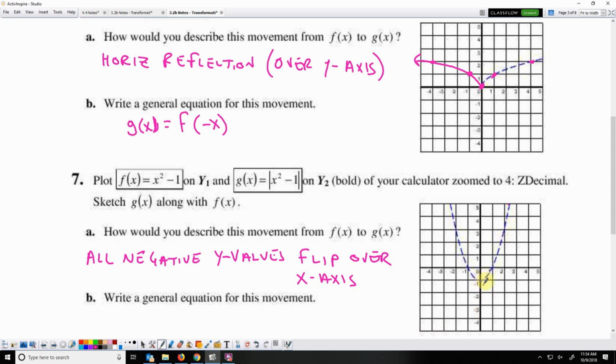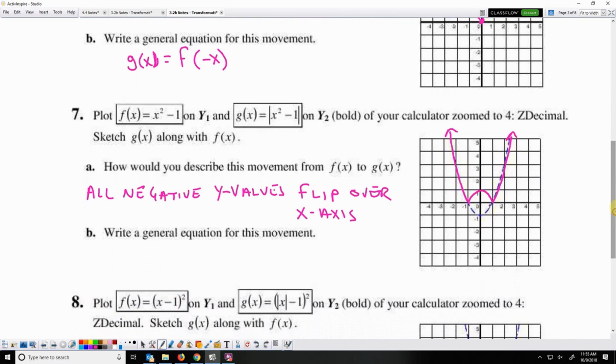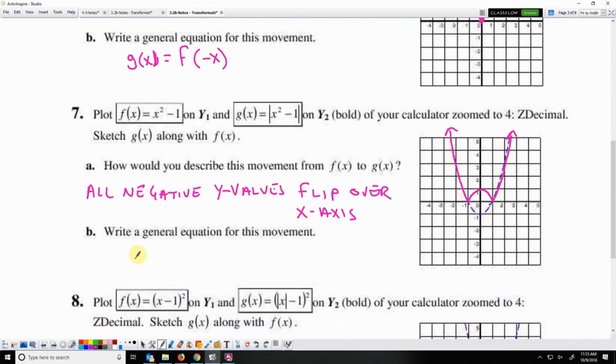Okay? So right here, I've got a set of negative outputs, and what's going to happen is they're going to flip over and become positive outputs. So when I do the absolute value of x squared minus 1, it looks like this. So just all these negative outputs, absolute value doesn't allow them, so they flip over and become positive outputs. A general equation for that is g of x is the absolute value of f of x. That absolute value is outside the entire original function.